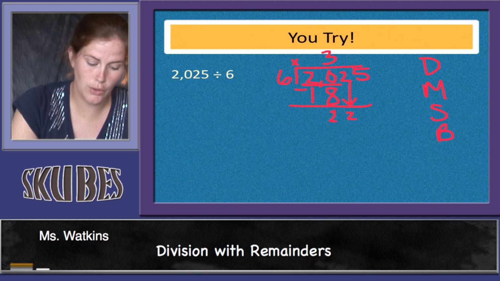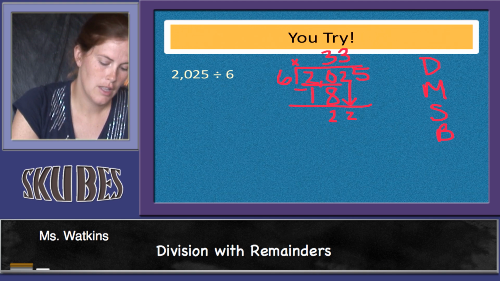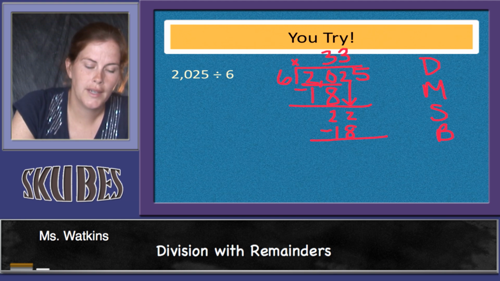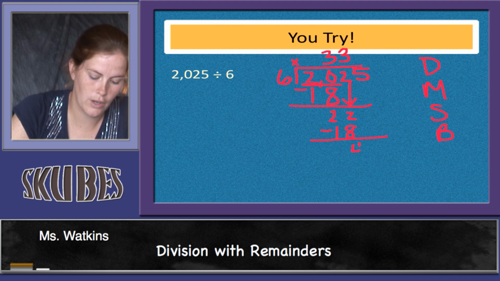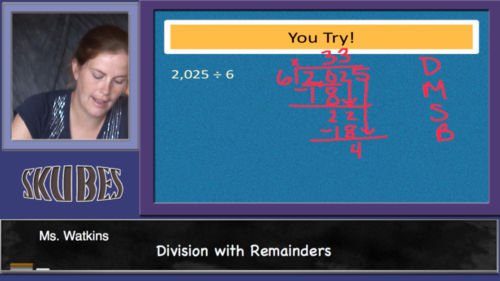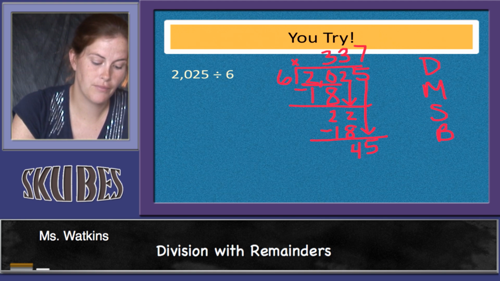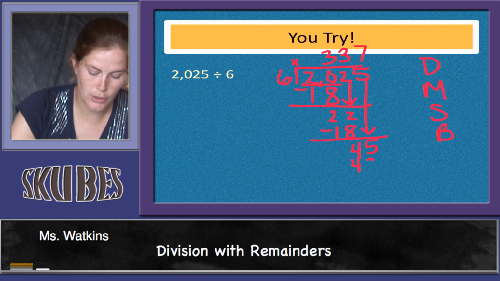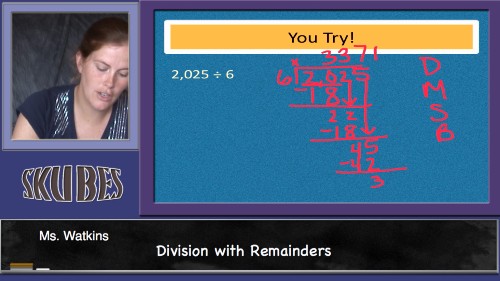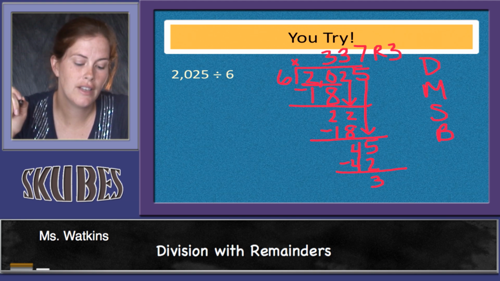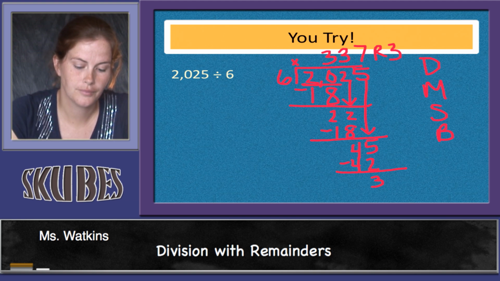6 will go into 22 3 times. 3 times 6 equals 18. 22 minus 18 equals 4, and we'll bring down our 5. 6 will go into 45 7 times. 7 times 6 equals 42. And when you subtract, you are left with a remainder of 3. So our quotient is 337 with a remainder of 3.